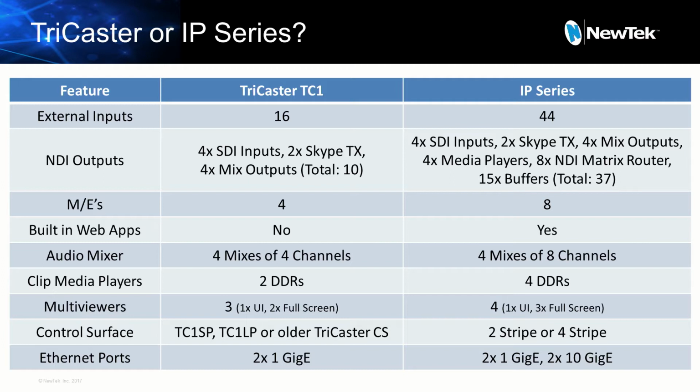But also output wise, TC1 allows for a maximum of 10 outputs simultaneously. So the 4 SDIs, if you plugged in SDI inputs, they'll be turned into NDI. If you put the 2 channels of Skype on air, those will become NDI outputs. And if you're running in a 3G or lower SDI mode, you'll have 4 mix outputs that are also all available as NDI. So that gives you the ability to have basically 10 channels of NDI output that could go to other parts of your production and facility. But if we go over and look at IP series, you can see it's a drastically more amount of NDI output, almost 4 times the amount of NDI output.